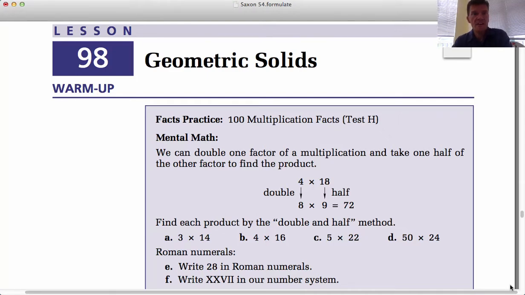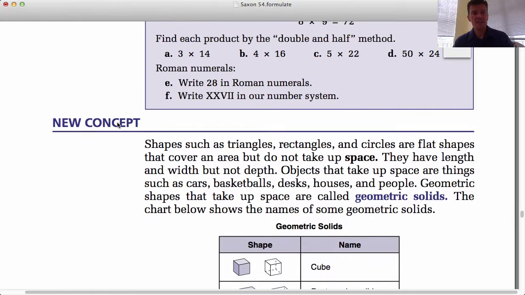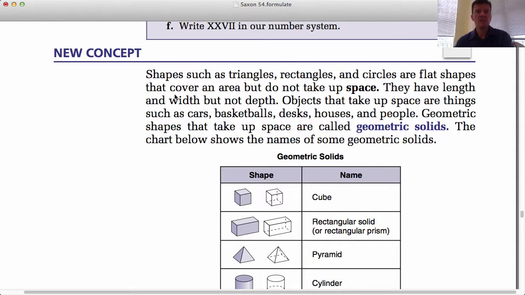Welcome back. We are looking at lesson 98 and we're going to be talking about geometric solids. So we'll be looking at a little geometry here, looking at different shapes and solids, talking about those objects. So you've done your warm-up. Let's move right down here to the new concept.